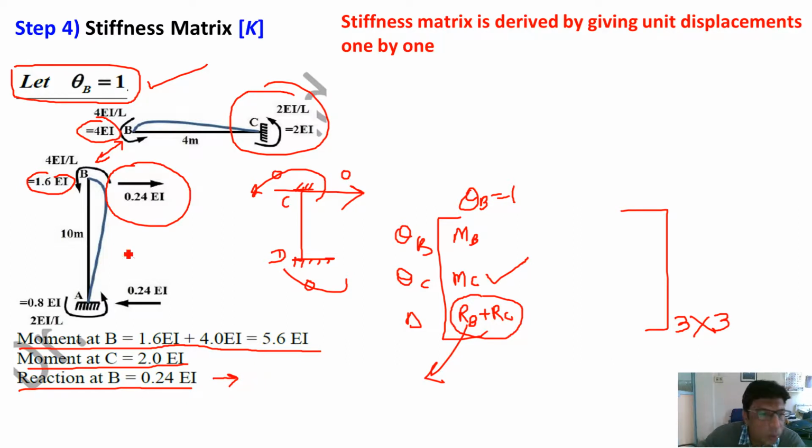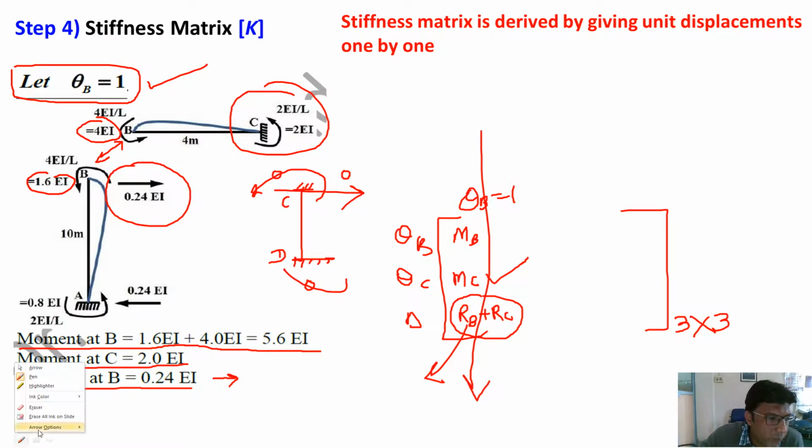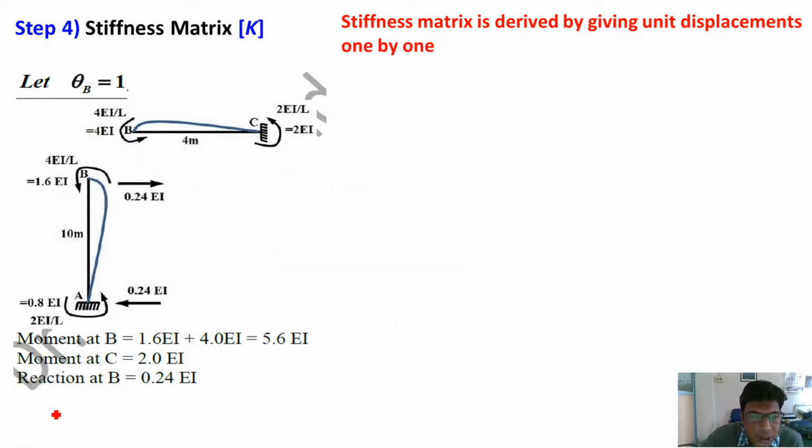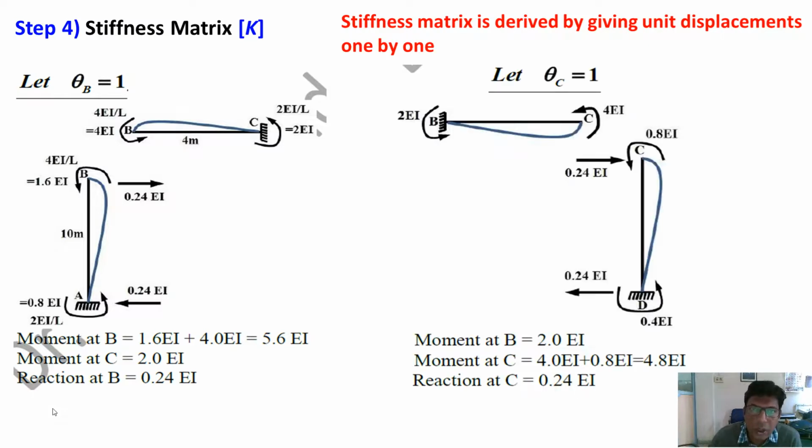Okay, so from these three actions, moment at B, moment at C and reaction at B, we will get the first column of stiffness matrix. Now the second column we will get from the second figure, that is theta C equal to 1. So this is the second figure, theta C equal to 1.